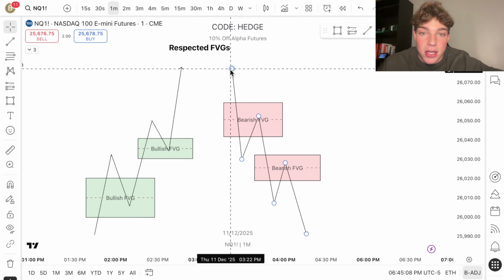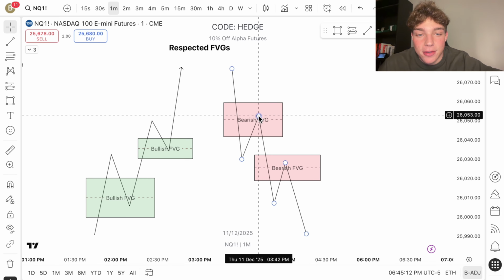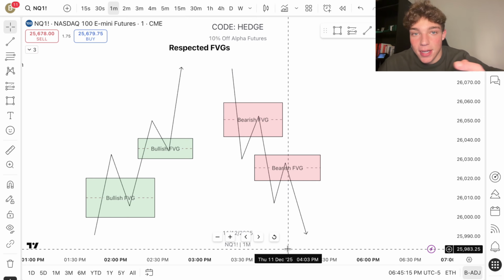Same thing on the downside, you get the gist. We're in a downtrend. Price forms a fair value gap, gets traded back into, continues. Gets traded back into, continues. You get the point.